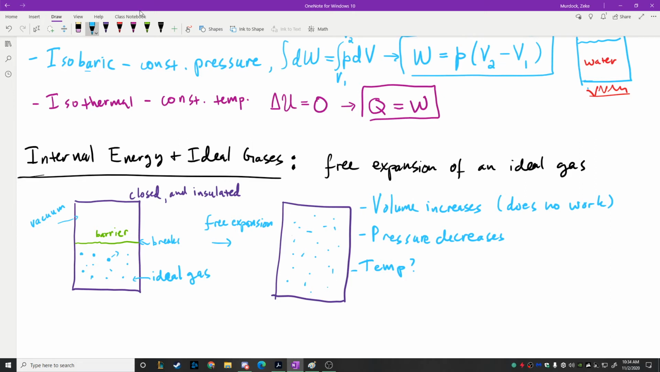Remember, the system is closed. It's insulated. The fact that it's insulated means that I believe Q is going to equal 0, right? Q represents heat exchange. So we're assuming no heat comes in, no heat goes out. We're saying that as the volume increases, that somehow it does no work in that process. So it turns out that the temperature actually stays constant.